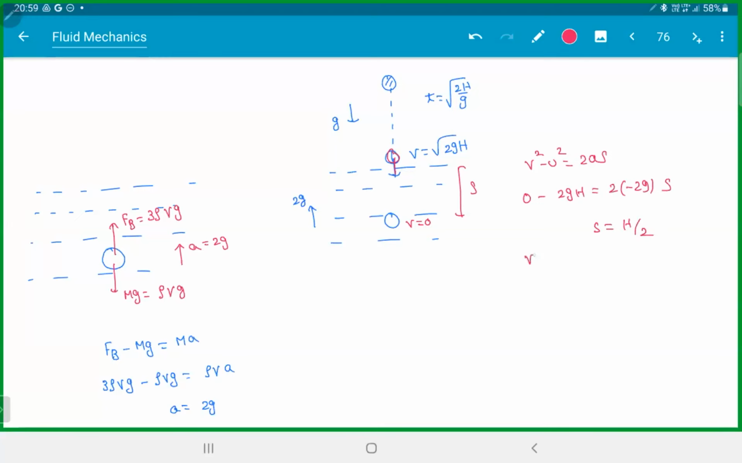And what about the time? v is equal to u plus at. v is 0. This is minus root 2gh minus 2g times t. So time will be root of h by 2g.